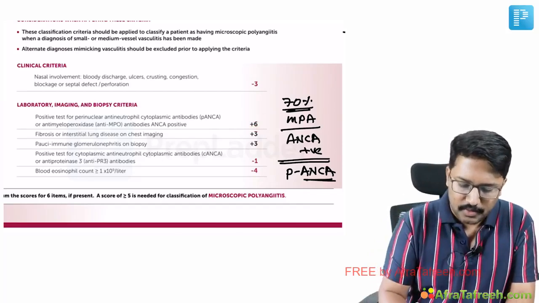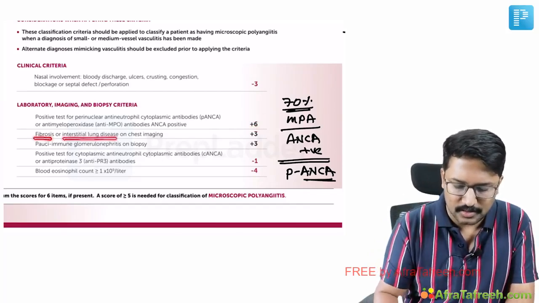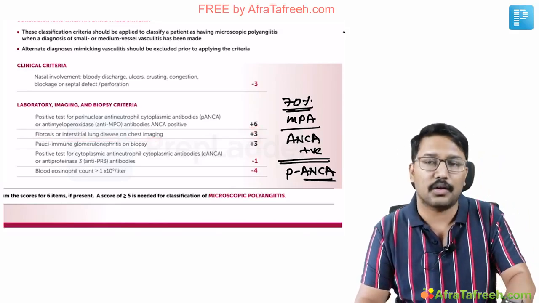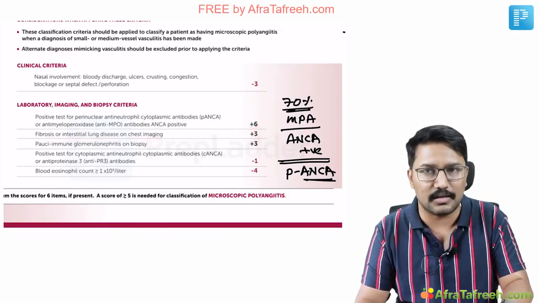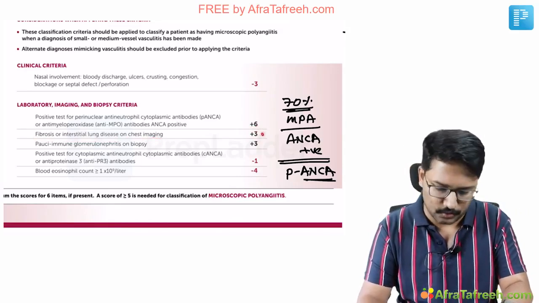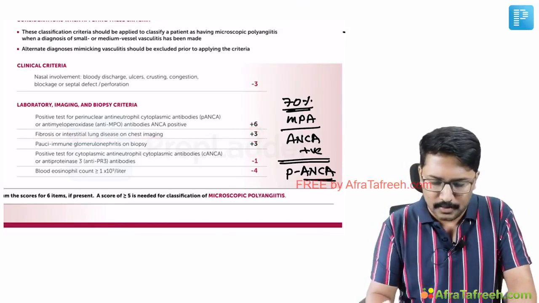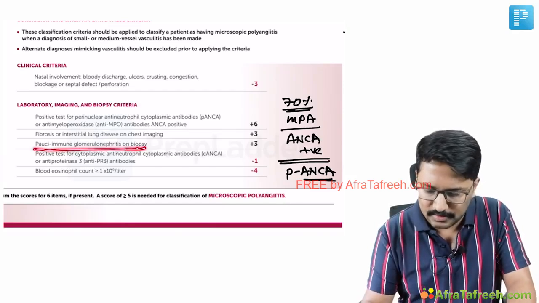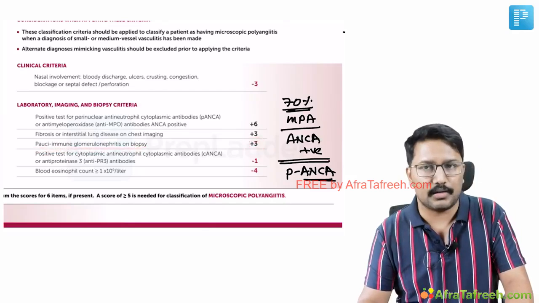Okay. Now, lung involvement in the form of fibrosis or interstitial lung disease on chest imaging, we are giving some points. We're not talking about nodules here. We're talking about fibrosis, interstitial lung disease on chest imaging. So we'll be giving some positive points. Then in case of the biopsy, if there is pauci-immune glomerulonephritis, kidney involvement, we are giving some points, right?